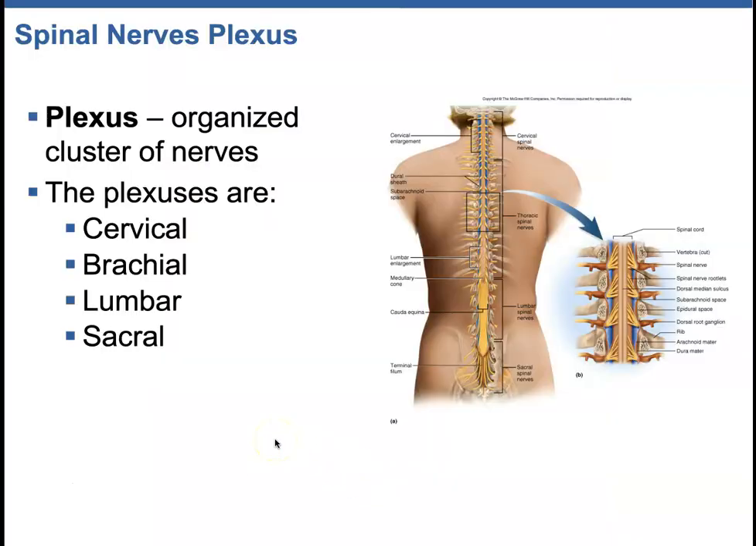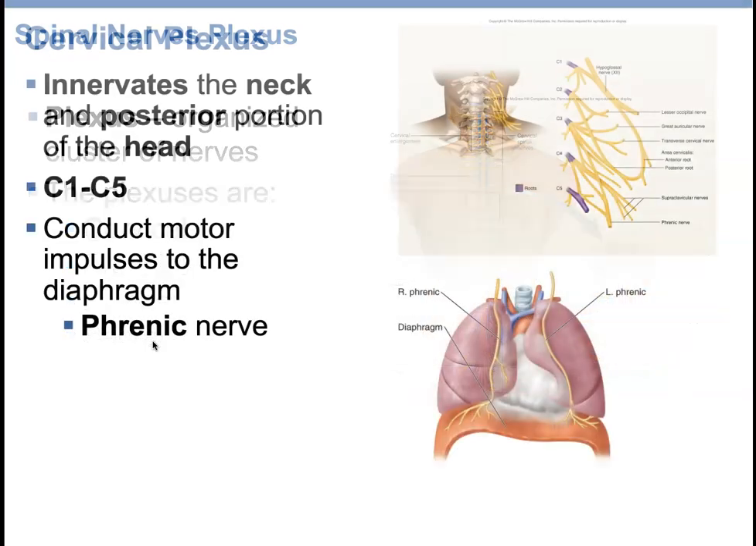When we look at how the actual nerves are organized, they put them in groupings called a plexus. So a plexus is just an organized cluster of nerves. And we have 4 of these: the cervical plexus, the brachial plexus, lumbar plexus, and the sacral. And we do not have a thoracic plexus because they're not bunched together in terms of how they function.